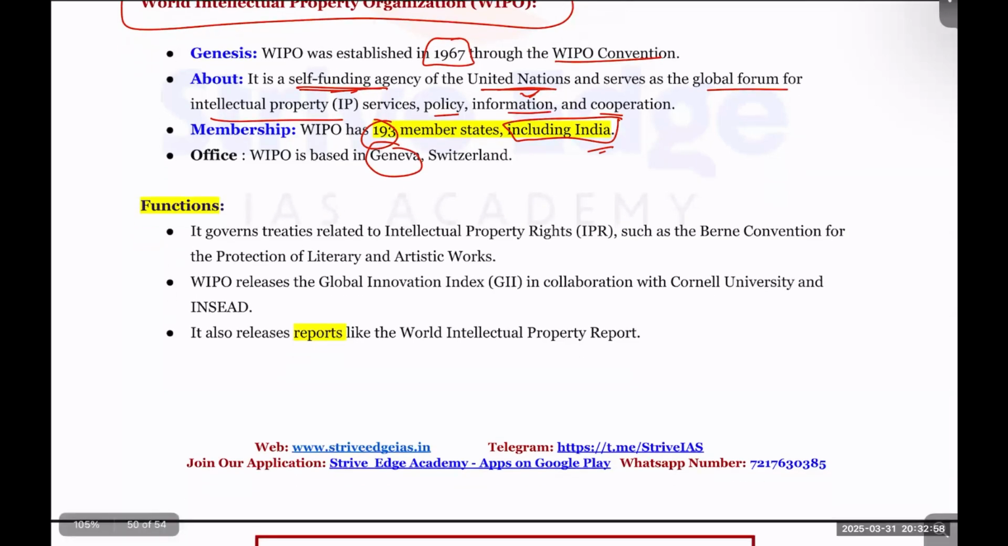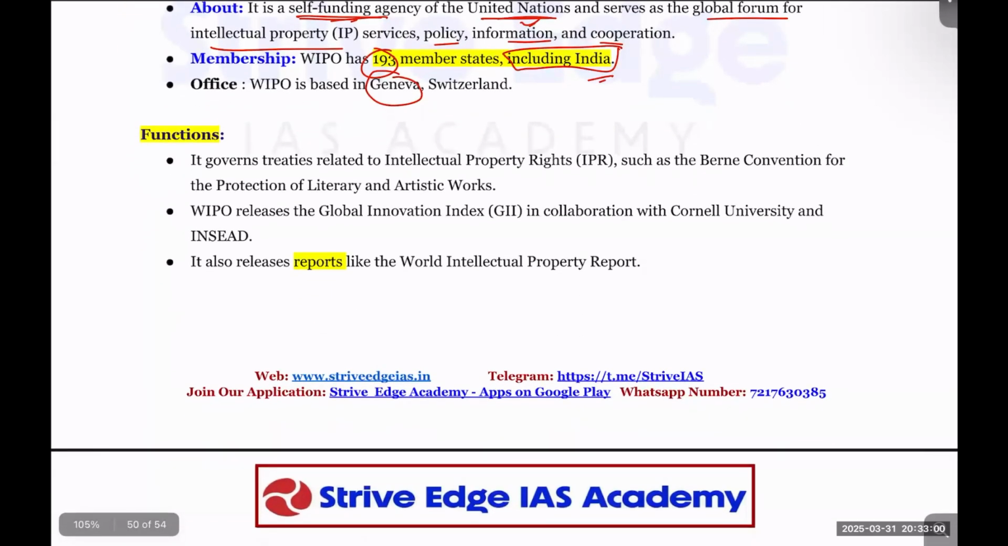What are the functions of WIPO? It governs treaties related to intellectual property rights, such as the Berne Convention. Berne Convention you should also remember about. It is for protection of literary and artistic works, the works done by the artists, be it a painting, be it the music, be it any book that has been written by the author.